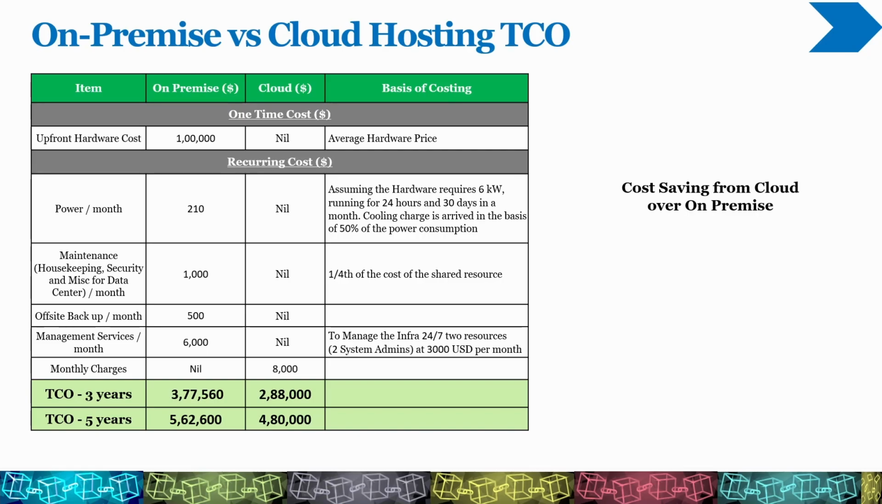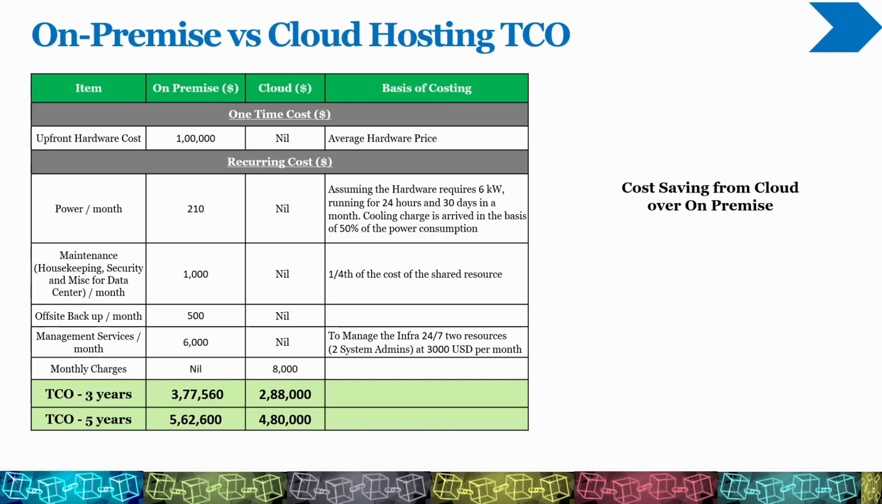With that, let's move on to the recurring cost, or operating expenditures, which need to be paid on a monthly basis. The first comparison factor is power consumption, or electricity cost per month. For our math, we assume that the hardware requires 6 kilowatts of power running 24 hours a day for 30 days in a month. Also, cooling charges are arrived at on the basis of 50% of the power consumption. It is just an assumption. So it totals 210 USD per month. Here again, cloud charges are zero since it will be handled by the cloud provider themselves.